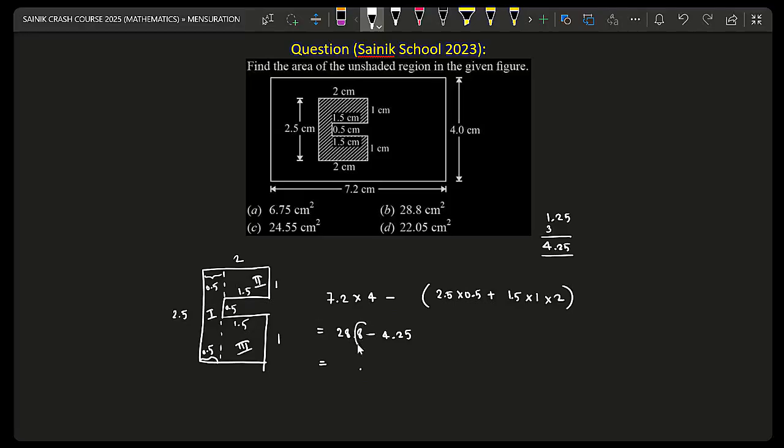8 you can treat as 80. 80 minus 25 is 55, so you can say 0.55. 28 minus 4 is 24. So it is 24.55 centimeters square. It is answer C. Very good, Harshavardhan, you can mute.